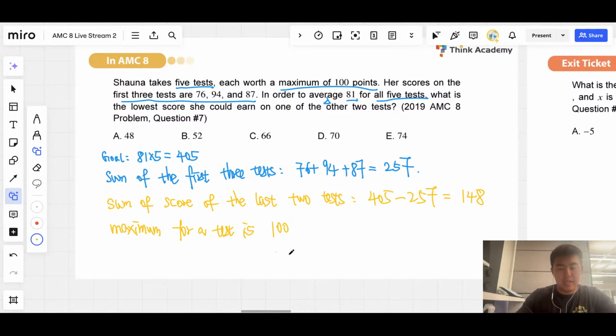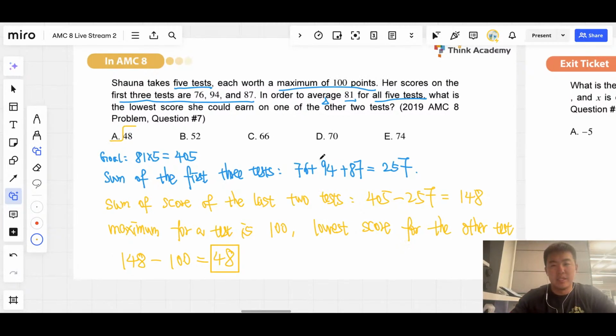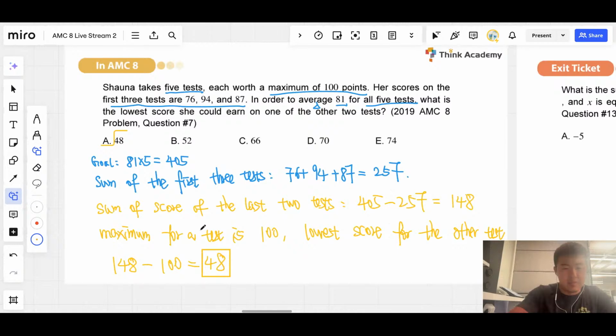So the maximum for a test is 100. So the lowest score for the other test can then be defined as 148, the total score for the 2 exams, minus the maximum for one test, so you get the minimum for the last test, right? Which is 48. Okay. Sorry. So among the A, B, C, D, E, 5 options, we choose A, 48, right? So that's for this problem. Okay, let me redo this part.